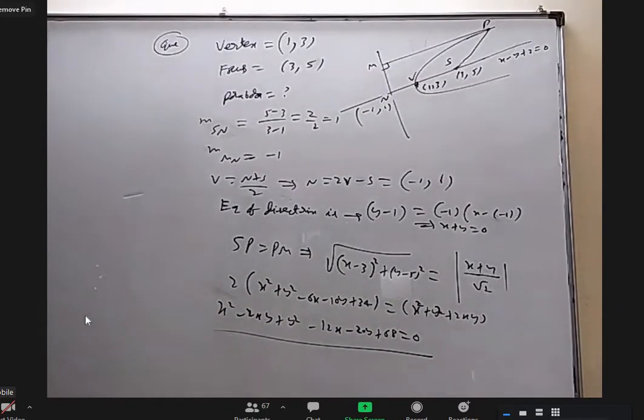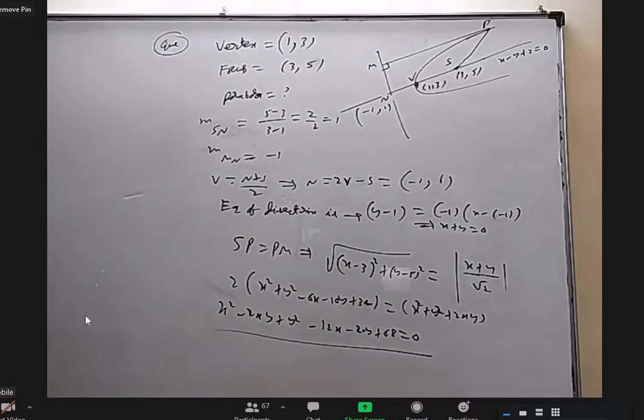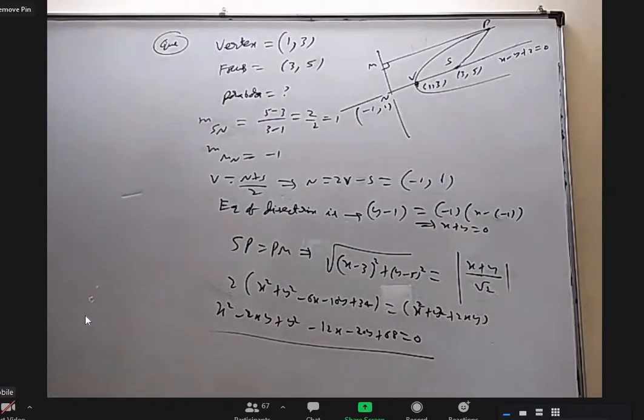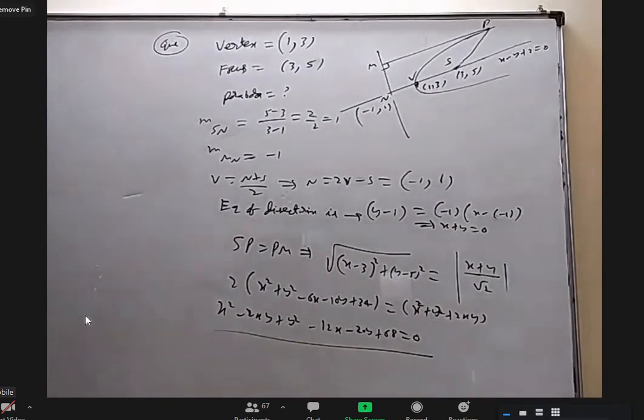Okay. So see, in the previous question only, somebody should have thought, what if x coordinates are not same? What if y coordinates are not same? Then you have to do like this.